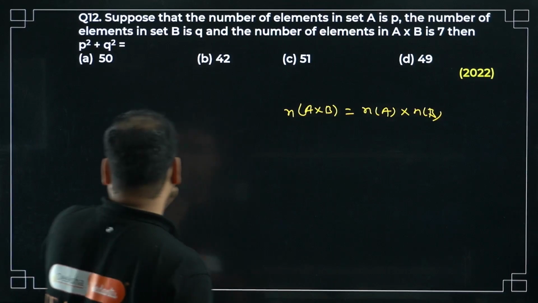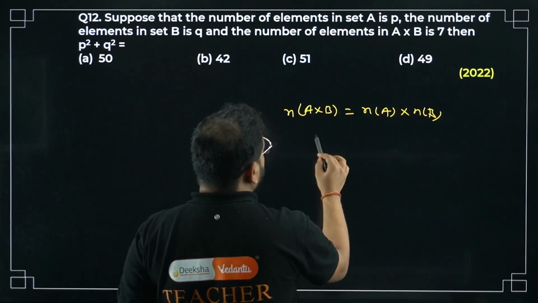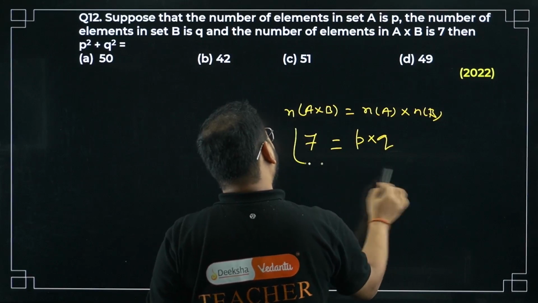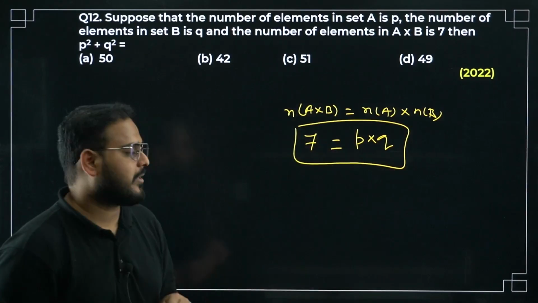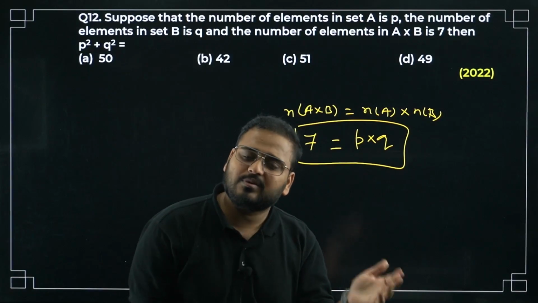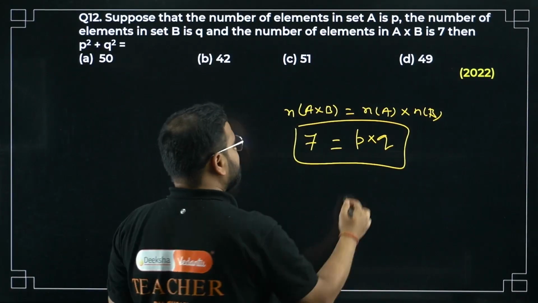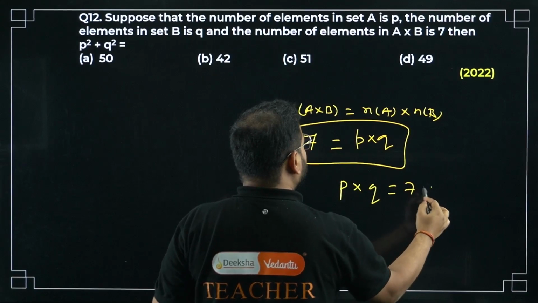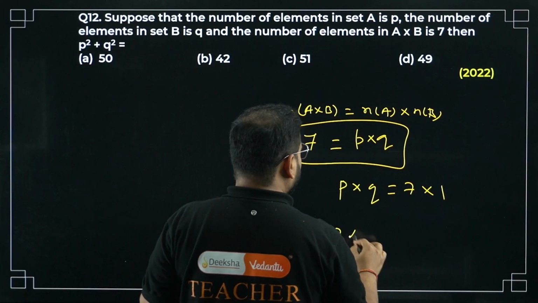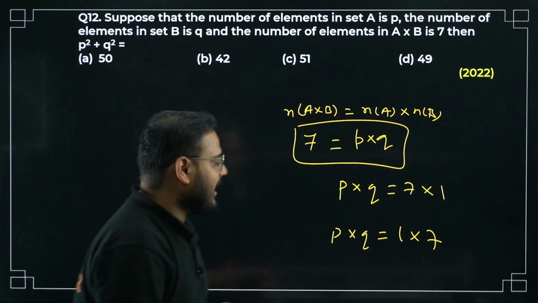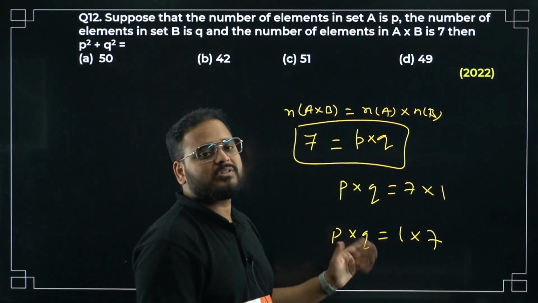So what I have here is 7 equals NA is P into Q, right? Think about it. How can you write the factors of 7? Only one way to write it, no? 7 is a prime number. Only one way you can write it. P into Q is either 7 into 1 or 1 into 7. Your choice. Either P is 7 and Q is 1, or Q is 7 and P is 1.